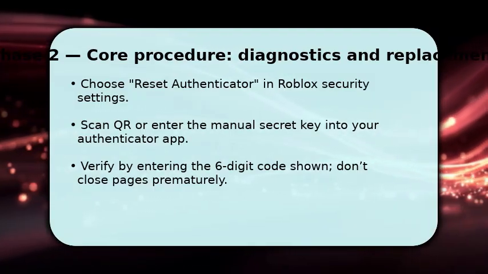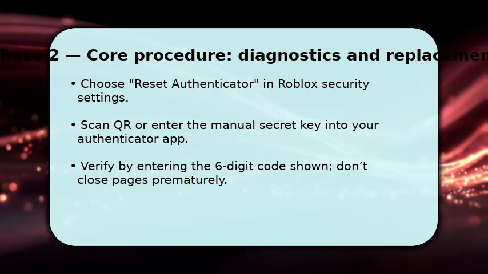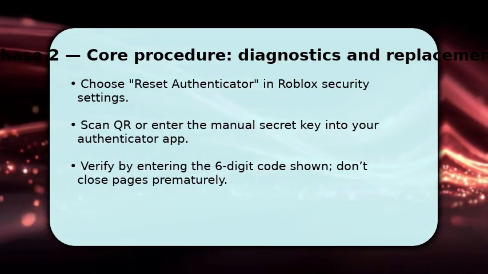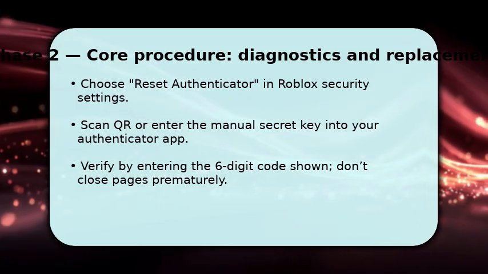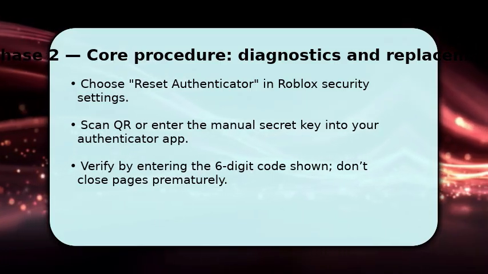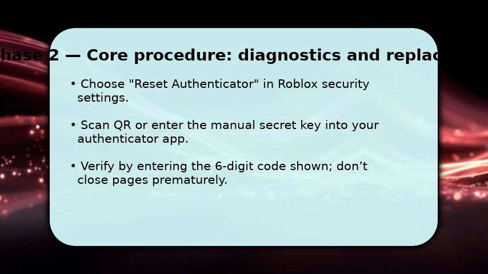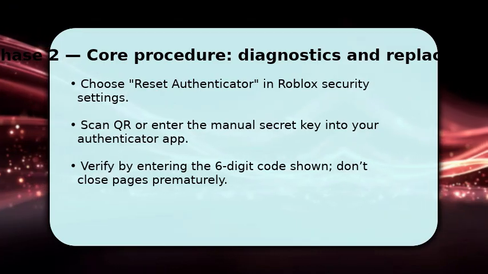Select Reset Authenticator in Roblox Security, then either scan the QR code with your Authenticator or copy the manual key into the app. Manual entry avoids camera issues. After adding the account, wait for the 6-digit code to appear and enter it on Roblox to verify. Make sure you type the code before it refreshes.